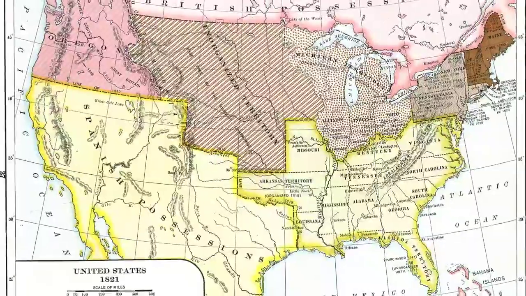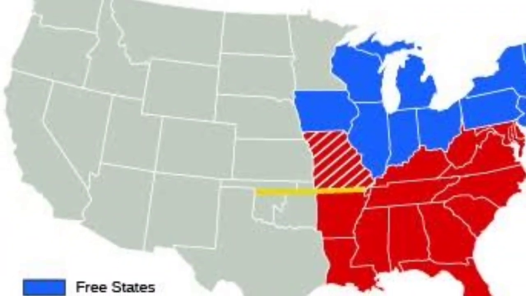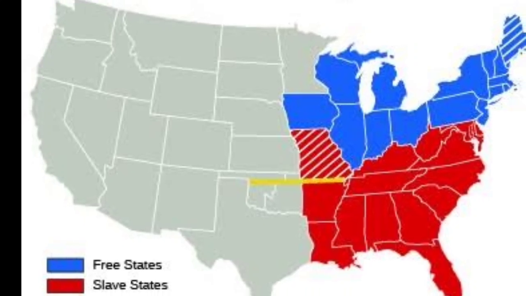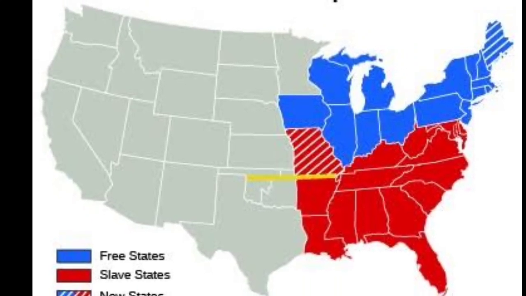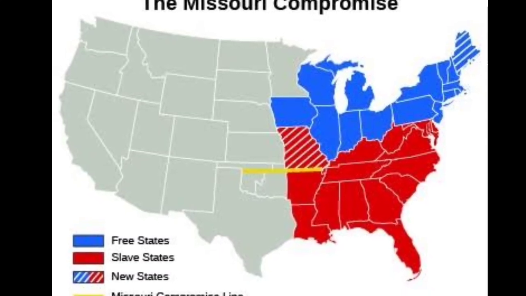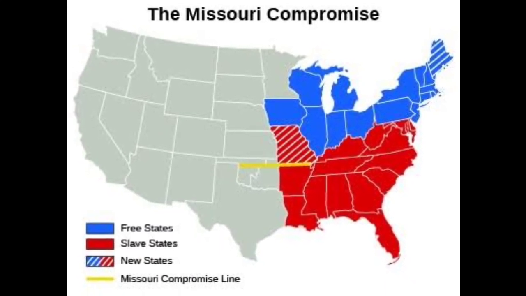The compromise was effectively overturned by the Kansas-Nebraska Act of 1854, which introduced the concept of popular sovereignty, allowing the settlers of a territory to decide whether to permit slavery. The repeal of the Missouri Compromise further inflamed sectional tensions and contributed to the outbreak of the Civil War.